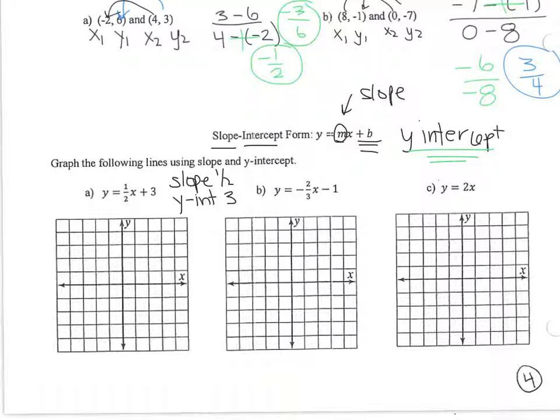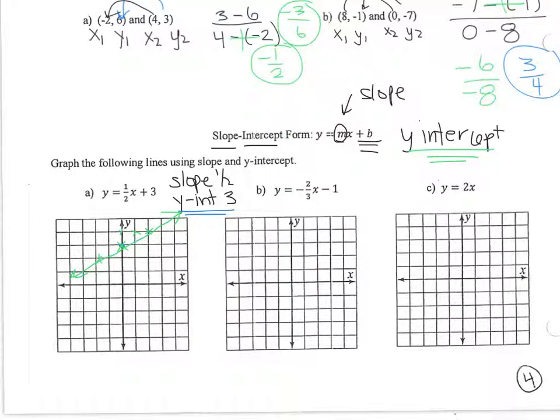Alright, so you're going to start at the y-intercept. On the y-axis, you're going to make a dot at 3, and your slope is 1/2. So from here, you're going to go up 1 and right 2 and connect the dots. Up 1, right 2, or down 1, left 2.